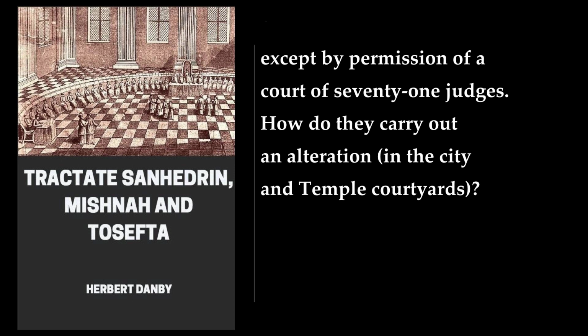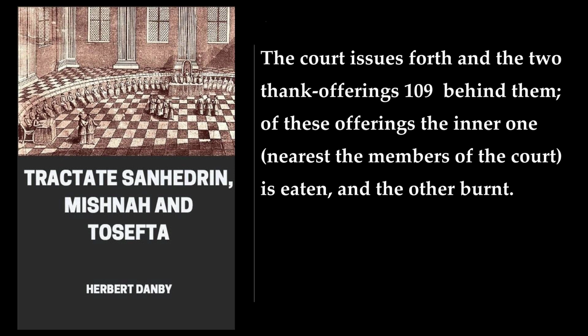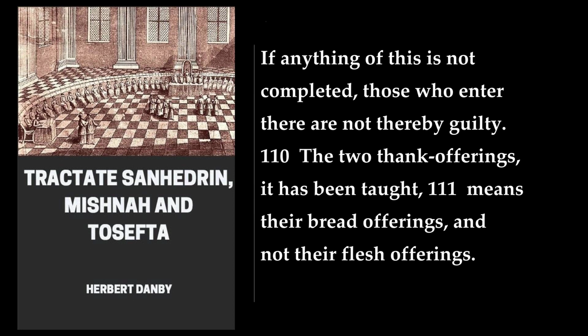Except by permission of a court of 71 judges. How do they carry out an alteration, in the city and temple courtyards? The court issues forth and the 2 thank offerings 109 behind them, of these offerings the inner one, nearest the members of the court, is eaten, and the other burnt. If anything of this is not completed, those who enter there are not thereby guilty. 110 The 2 thank offerings, it has been taught, 111 means their bread offerings, and not their flesh offerings.